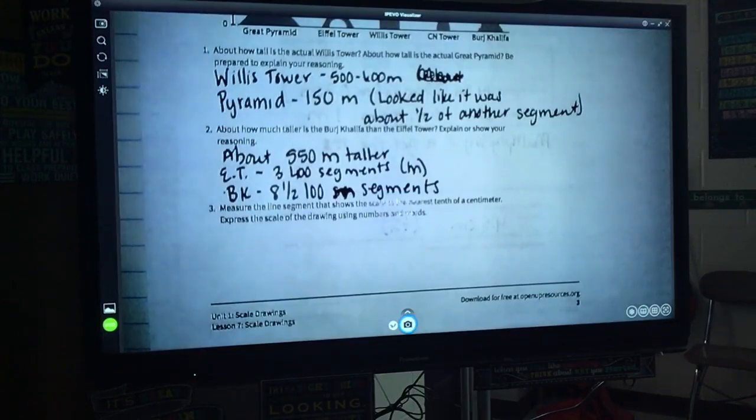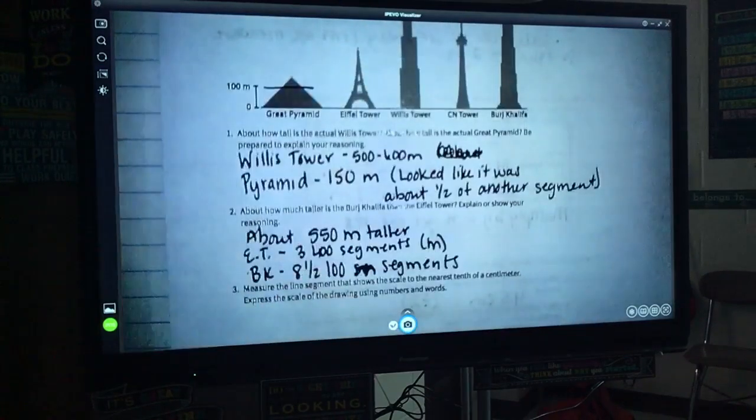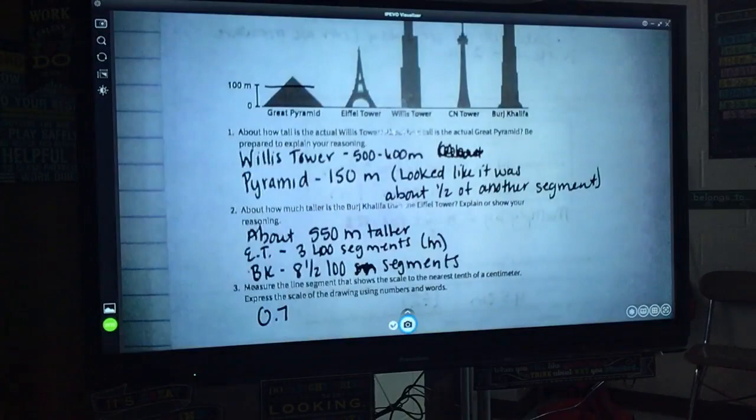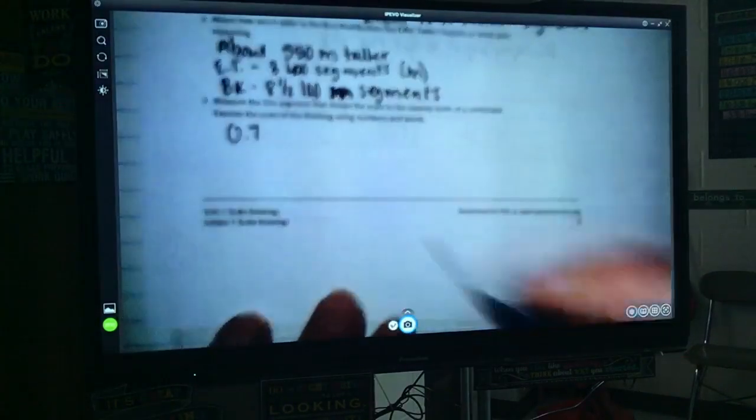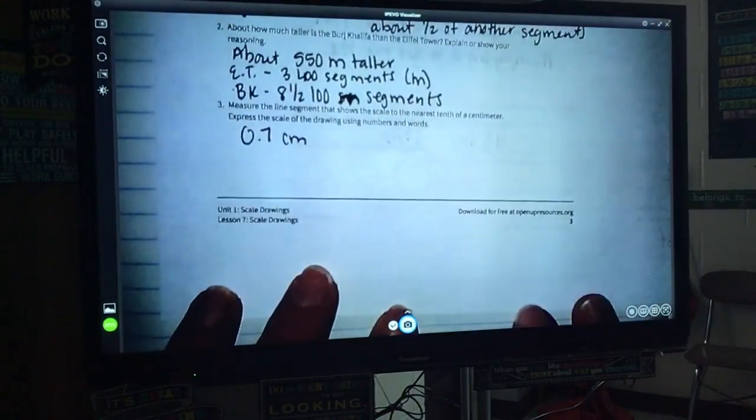And then number 3 says measure the line segment that shows the scale to the nearest tenth of a centimeter. Express the scale of the drawing using numbers and words. So what was the scale? Anybody figure it out? Seven tenths. Oh, we were close. 7 tenths. We said 6 tenths of a centimeter. I said 5. Okay.